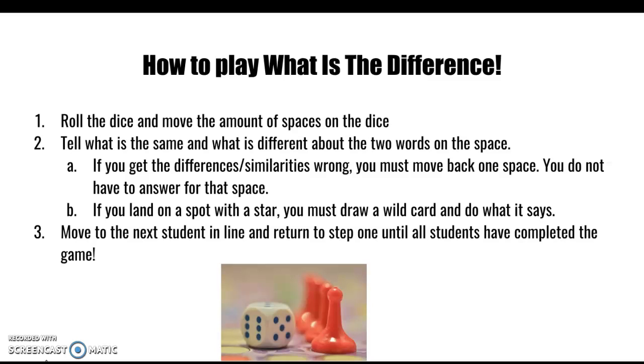First, you roll the dice and move the amount of spaces that are shown on the dice. Then you'll tell what is the same and what is different about the 2 words on the space. If you get the differences or similarities wrong, you must move back 1 space, but you do not have to answer for that space. If you land on a spot with a star, you must draw a wild card and do what it says. Finally, you'll move to the next student in line and return to step 1 until all students have completed the game.